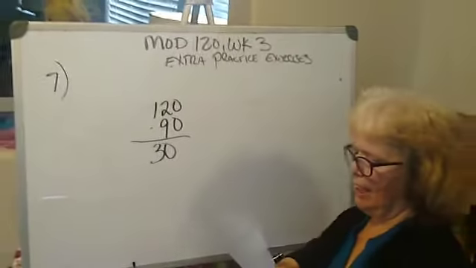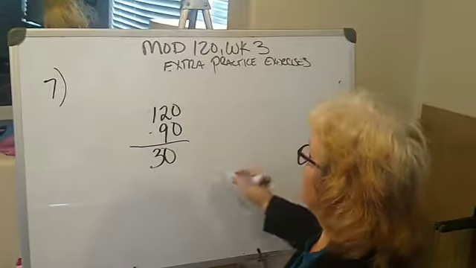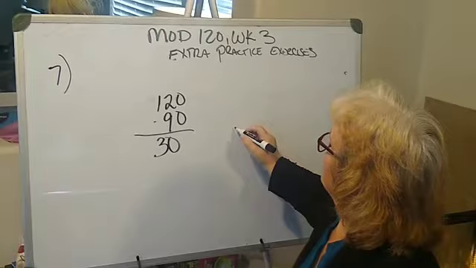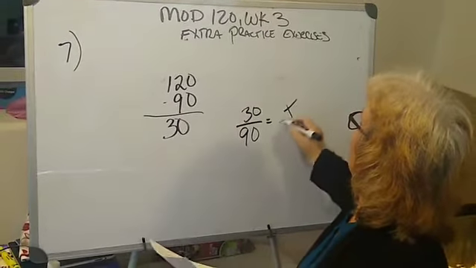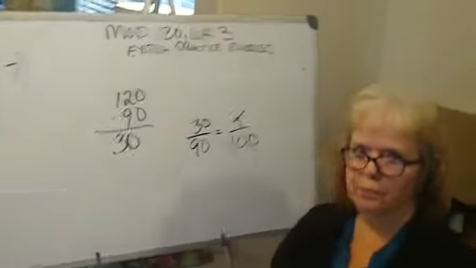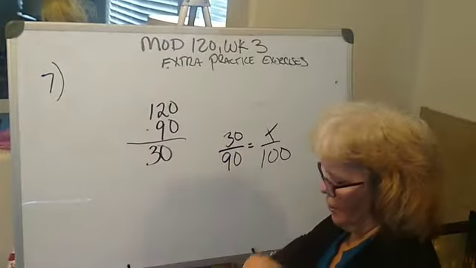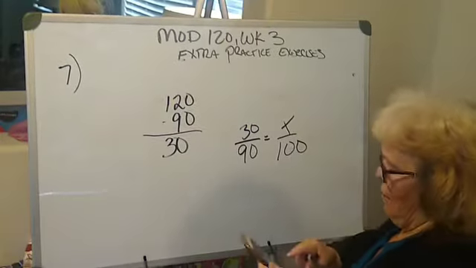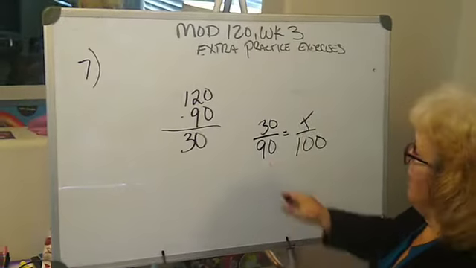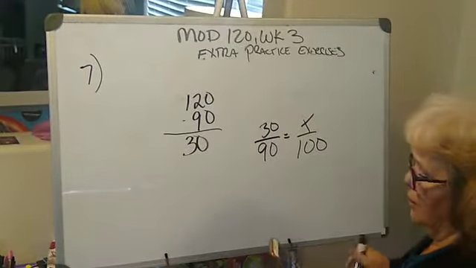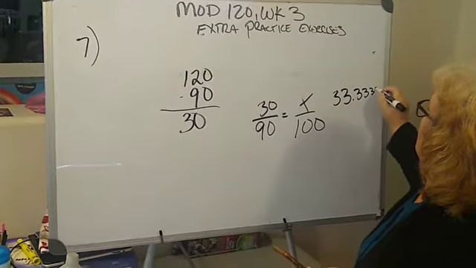So we need to know, by what percent did he increase his presentation? He normally does 90 minutes. Sorry, 30 is 90 minutes. So 30 over 90 equals x over 100. What percent? So 30 times 100, divide by 90 equals 33.33333333.